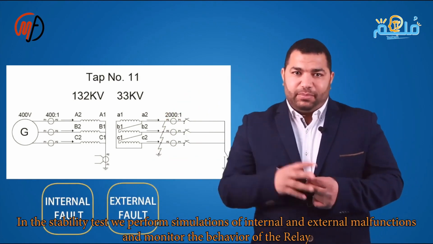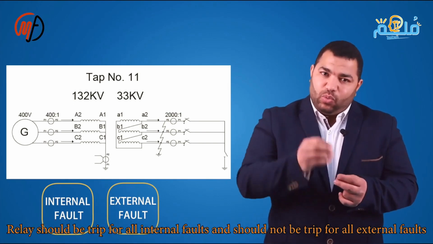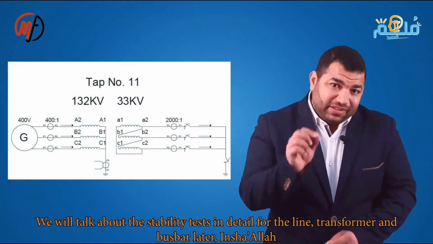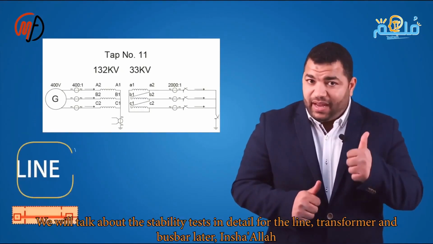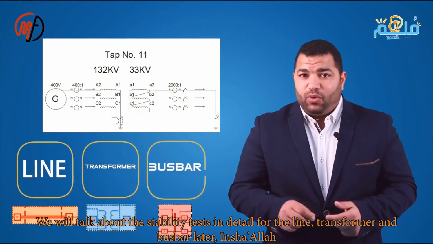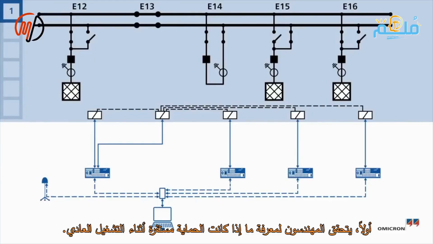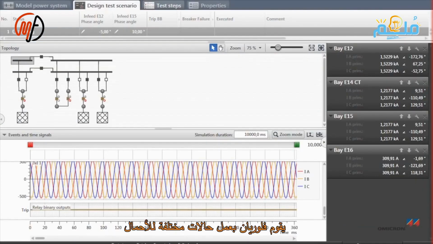The control has managed this experiment, where the relay should operate for the internal fault and should not operate for the external fault, and we will talk about the stability tests in detail for the line and the transformer, and even the busbar, independently. First, check if the protection is independent during normal work.